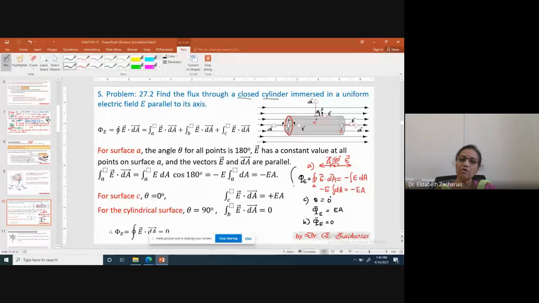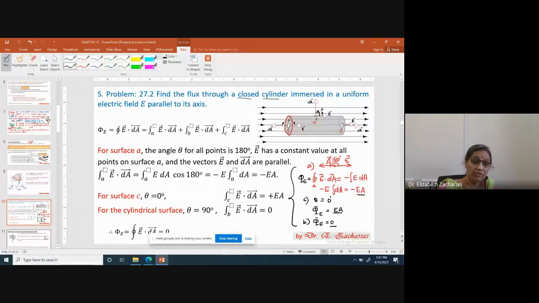Now let us look at the sum of all this. What will be the sum of all this? Minus EA plus EA plus 0 will be 0. So you can also see that there are no sources inside. No source or sink is there inside. I'm saying no source or sink because if there was a source or sink inside, the number of lines entering would not be the same as the number of lines going out.